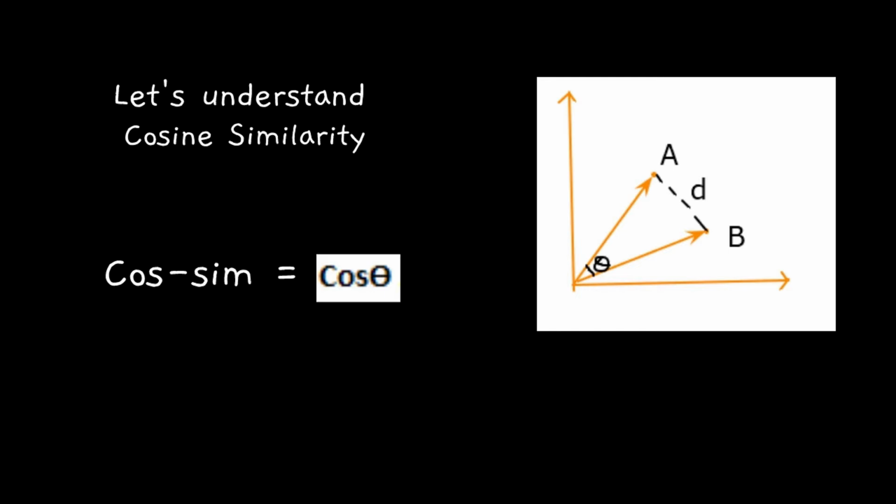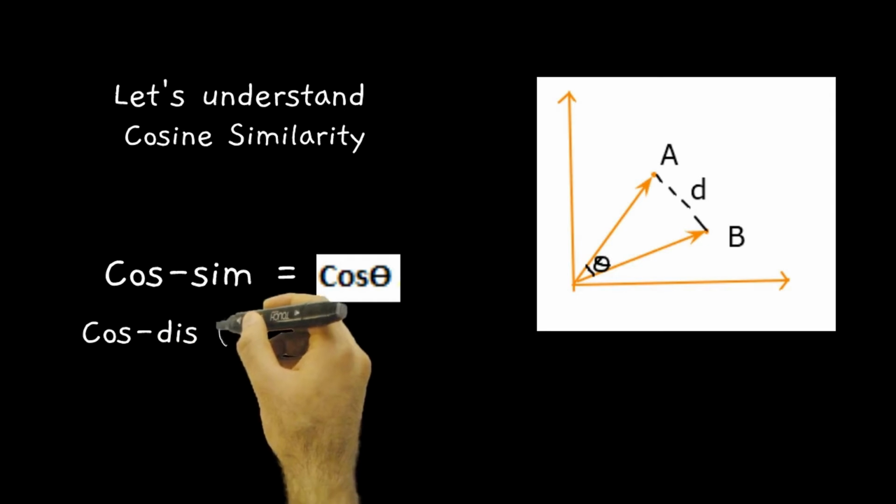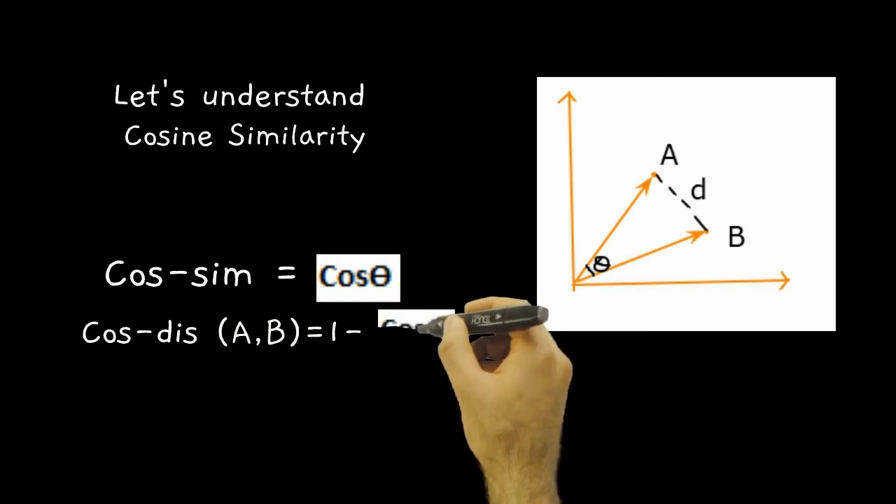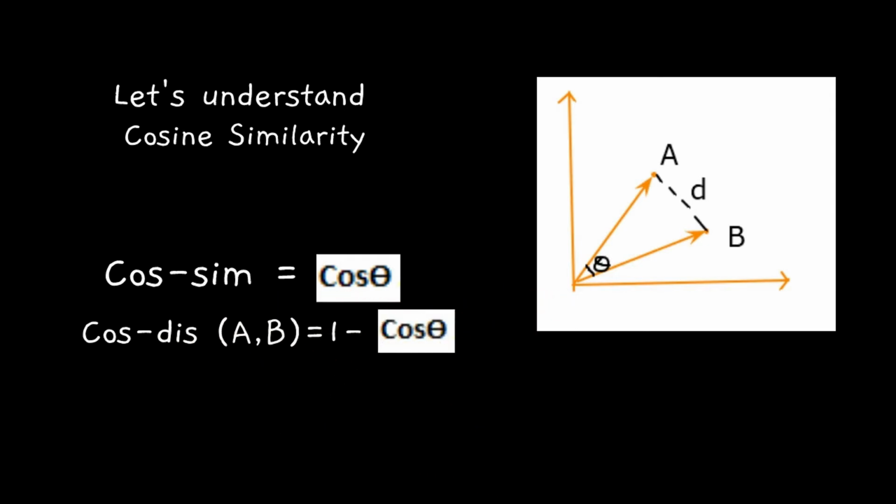You can think of it like if the points are going far away from each other or the angle between these 2 points increases, then both points are less similar. Here we can say cosine distance between A and B is equal to 1 minus cos theta.